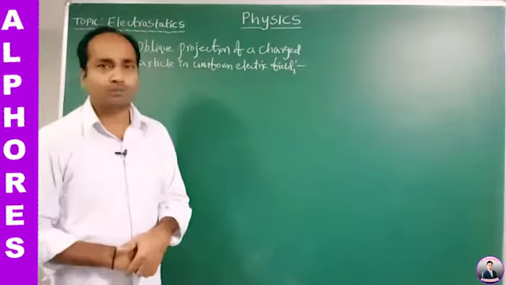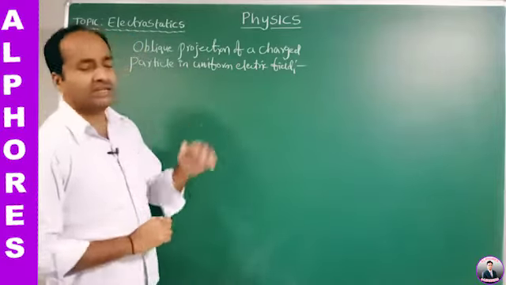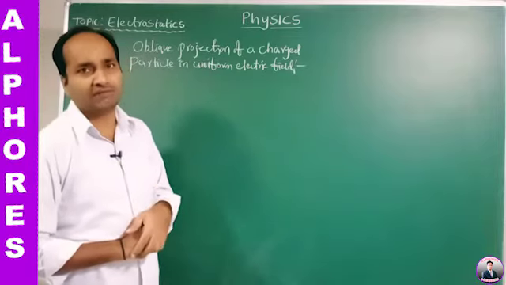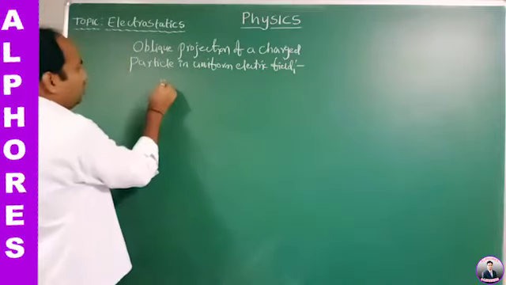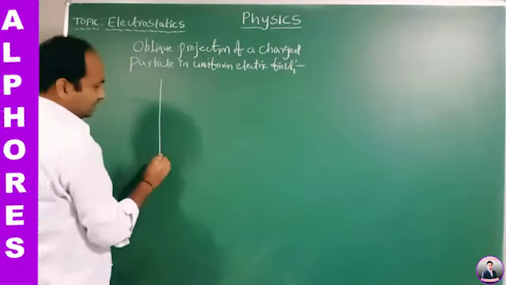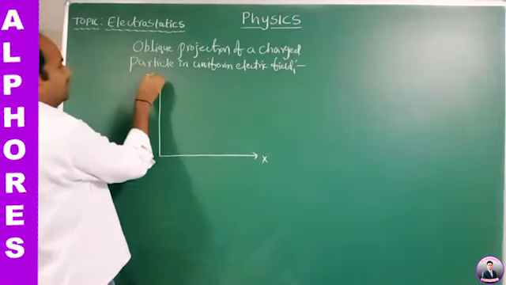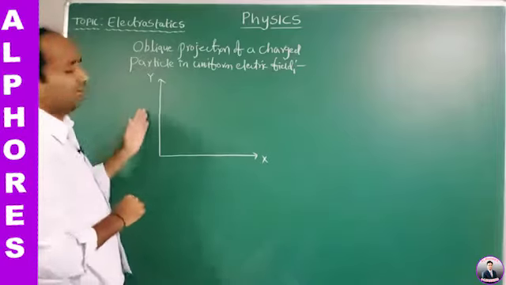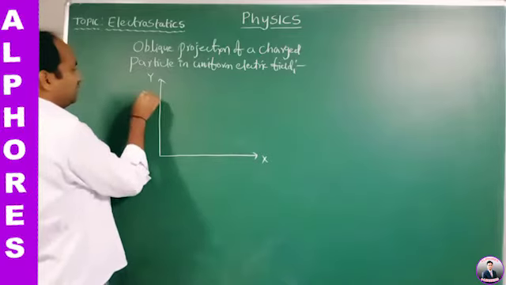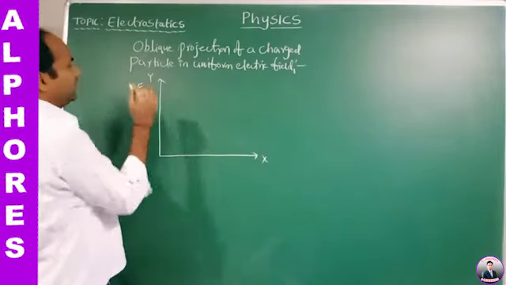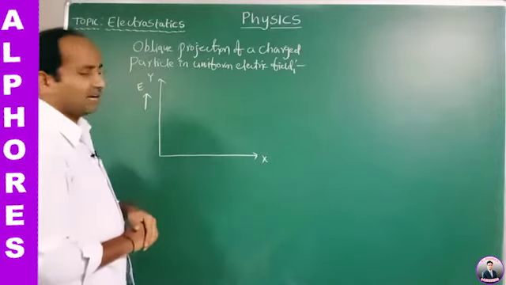Oblique projection of a charged particle in a uniform electric field. See, here we are projecting a charged particle in a uniform electric field, and that too in a gravity-free space. Let us take this as the xy plane. An electric field is applied along the positive y-axis here. This is the direction of the electric field. Let capital E be the electric field, directed along the y-axis.